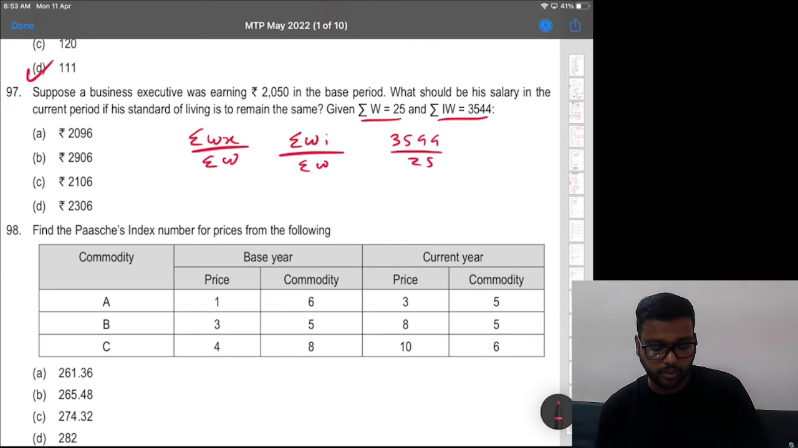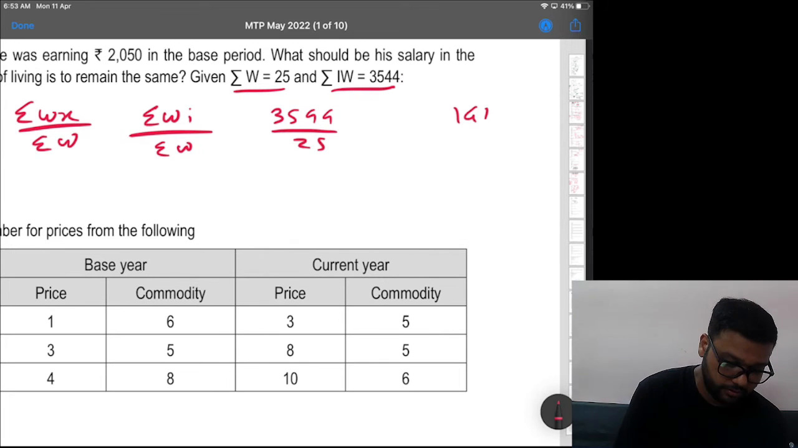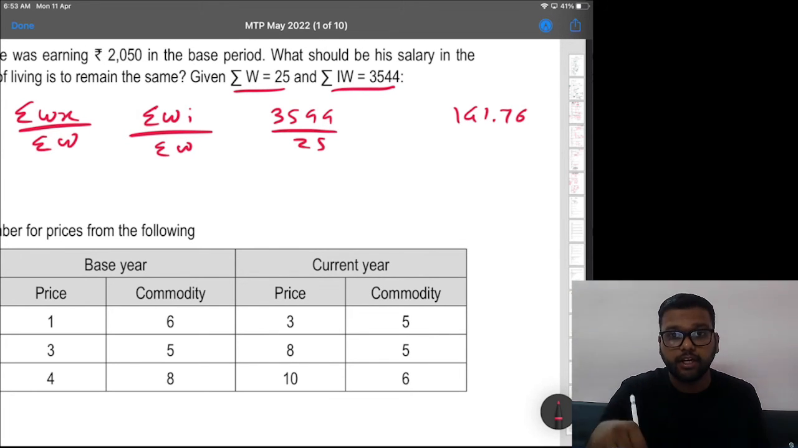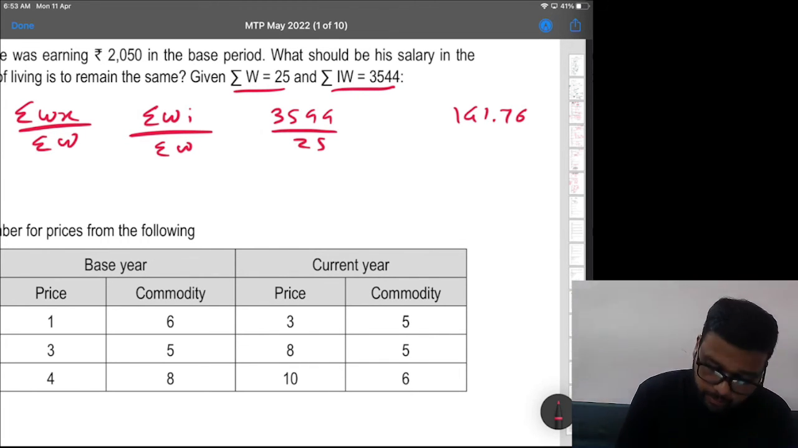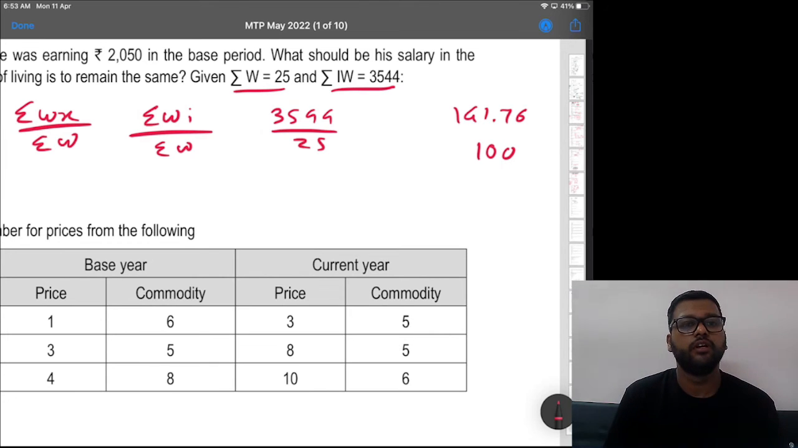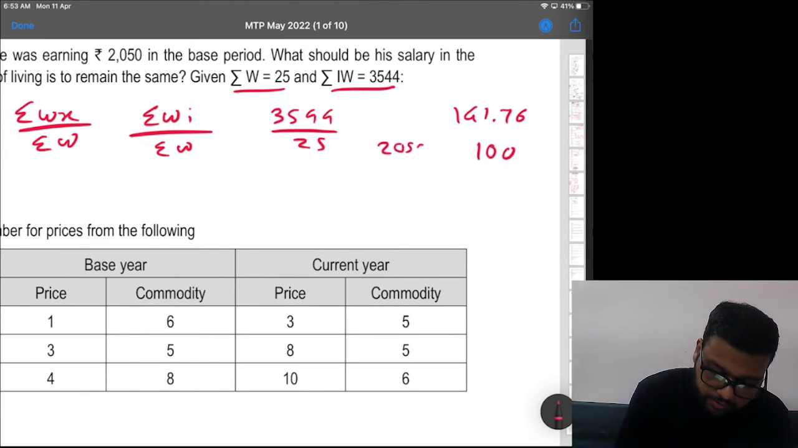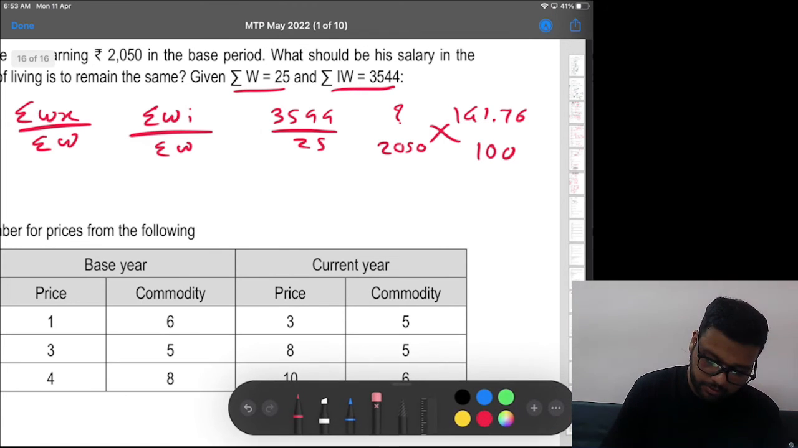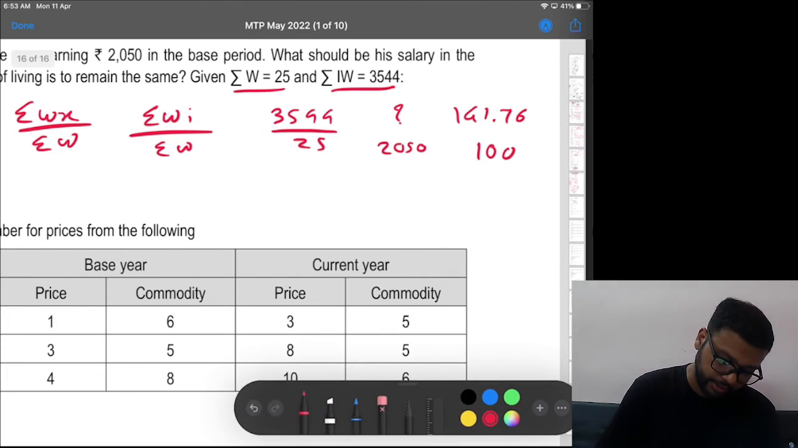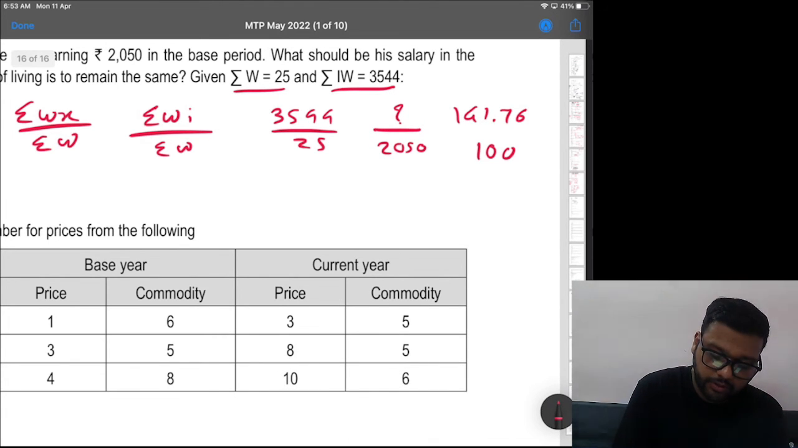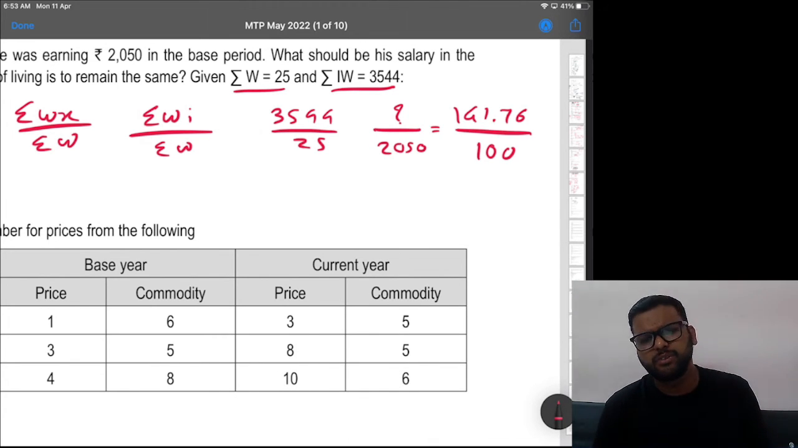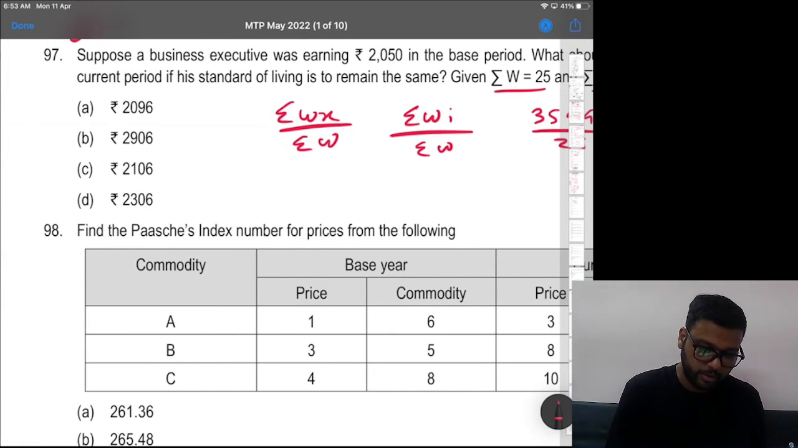So what is the index number? 3544 by 25 means 141.76. This is the current period index number. So obviously in the base period it will be 100. Now his earning in the base period is 2050. So we can cross multiply to check what his earning should be right now. Cross multiply means prepare a ratio. How do we prepare a ratio? Like this: this by 2050 is equal to this by this. So just multiply it. 141.76 by 100 into 2050 is 2906, option B.